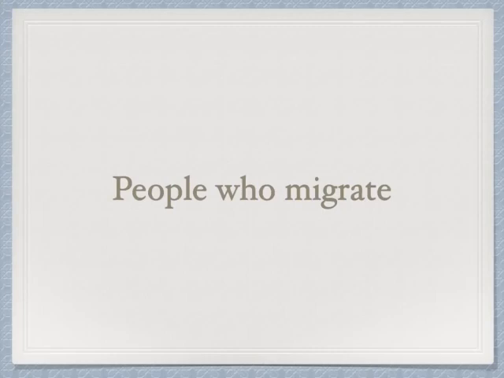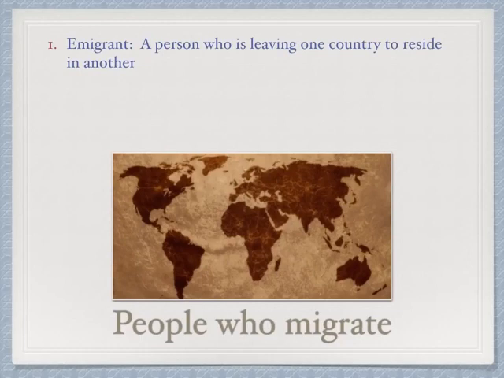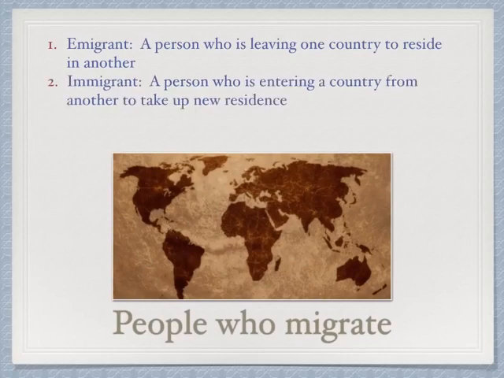Now, historians use different terms for different people who migrate, and these are very good to know as well. First of all, an emigrant is a person who's leaving one country to reside in another. Easily mixed up with it is an immigrant. An immigrant is entering a country from another to take up new residence.